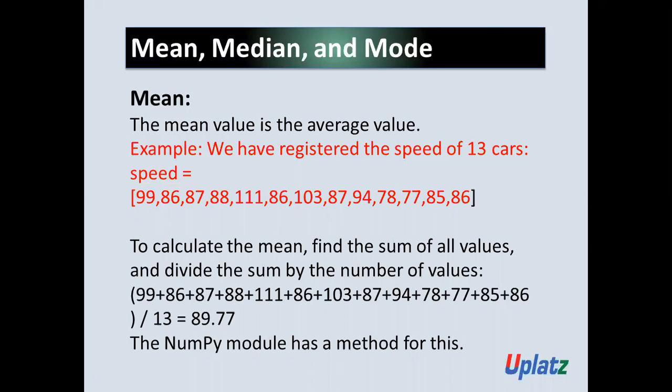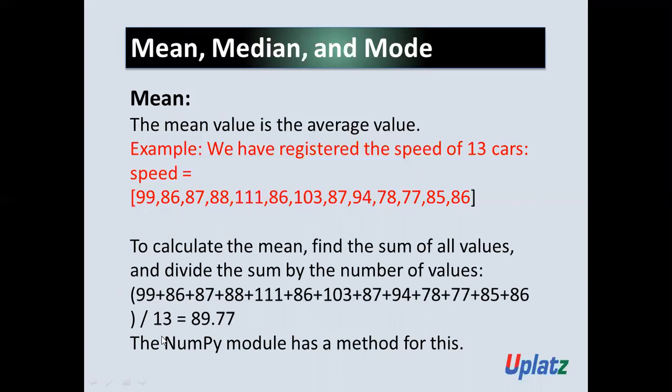So if I ask you to find the average, it's very easy. To calculate the mean, find out the sum of all the values and divide the sum by the total number of values. So first of all, find the sum, that is 99 plus 86 plus 87 plus 88 plus 111, till 86. Calculate the sum of all these values and divide it by the total number of values. Since we have registered the speed of 13 cars, you can see how many values are in our list. In our list we have a total of 13 values. So divide it by 13.